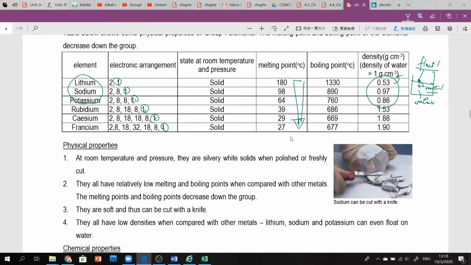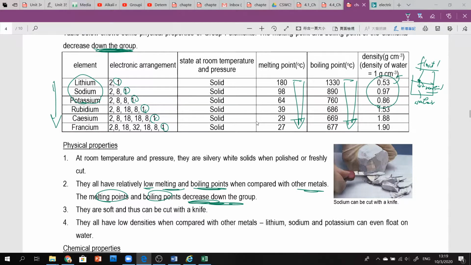Later on, you will see that the melting point decreases down the group, and the boiling point decreases down the group. Can you see the words down the group? In the exam, we usually ask you to give a trend to show the difference in the properties of those metals down the group. They have relatively low melting points and low boiling points when compared with other metals. The melting point and boiling point decrease down the group, which means that if you take a look at the periodic table downward from lithium to cesium, the melting and boiling points decrease.